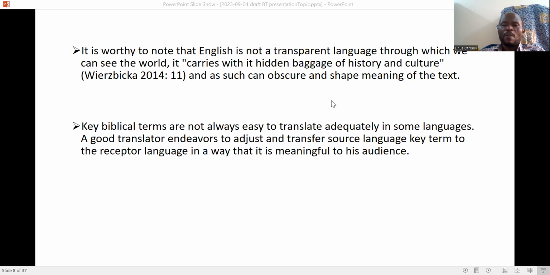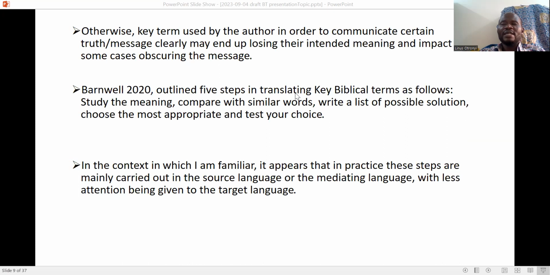Key biblical terms are not always easy to translate adequately in some languages. A good translator endeavors to adjust and transfer source language key terms to the receptor language in a way that is meaningful to his audience. Otherwise, key terms used by the author in order to communicate certain truths or messages clearly may end up losing their intended meaning and impact, or in some cases, obscuring the message.